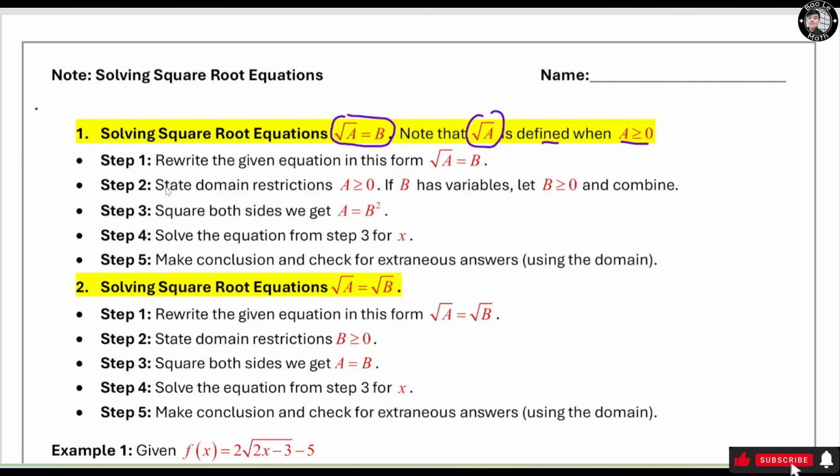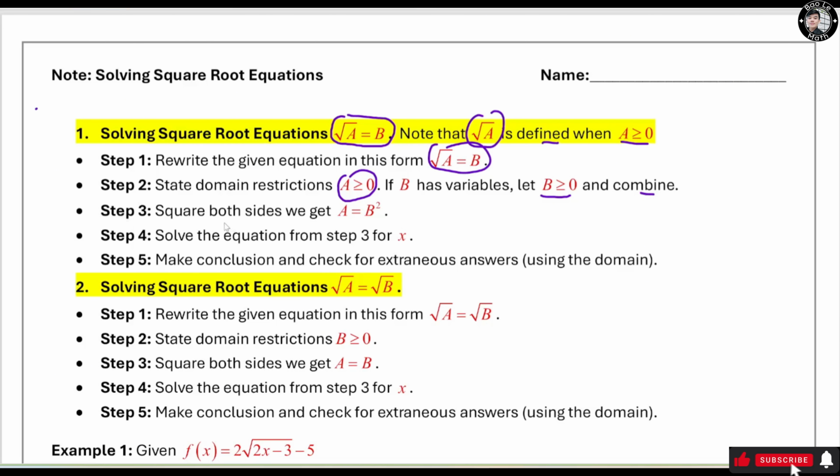Step number 1, we're going to write the given equation in this form. Step number 2, state the domain restriction, which means A must be greater than or equal to 0. If B has variables, you need to let B be greater than or equal to 0 and combine the domain restrictions.